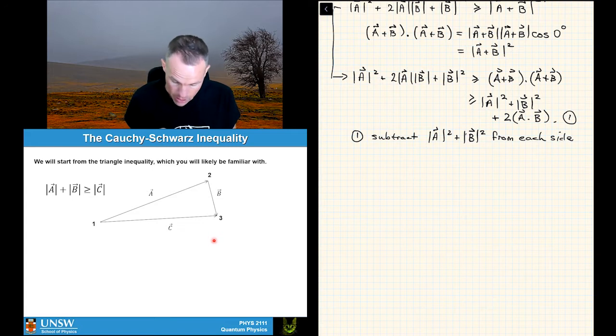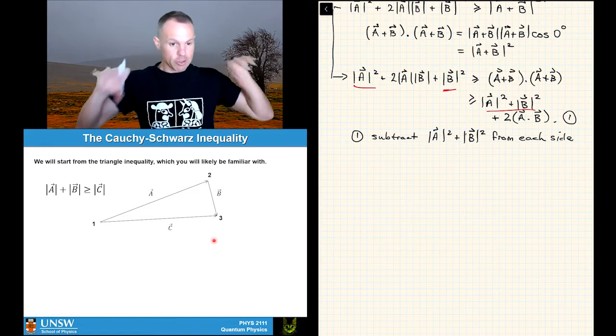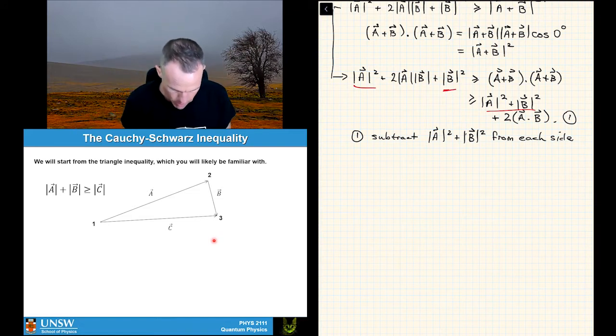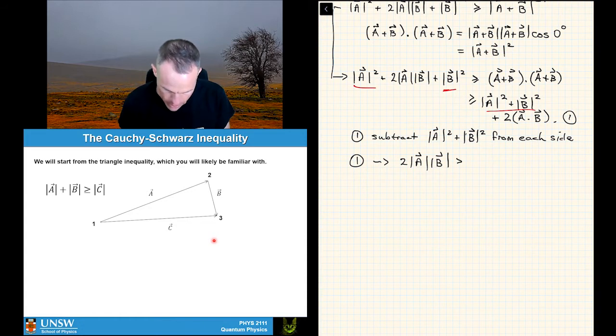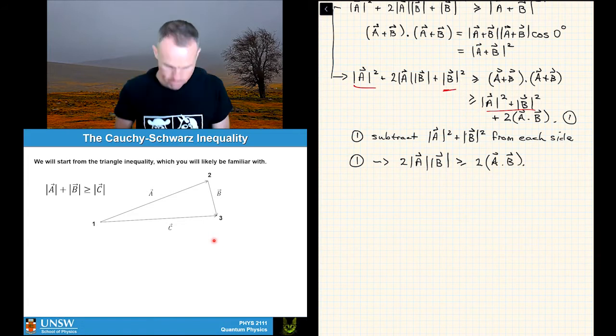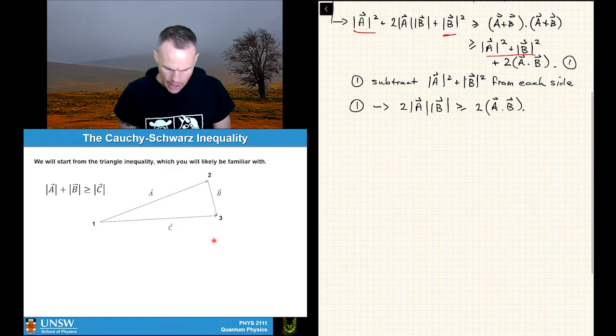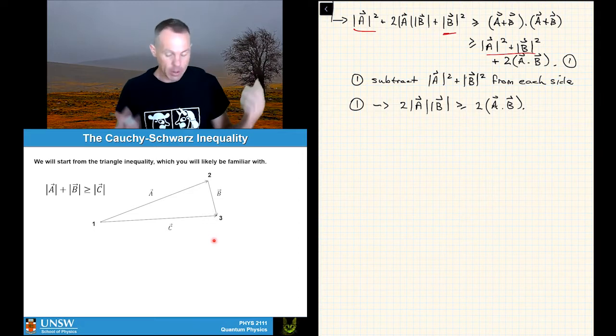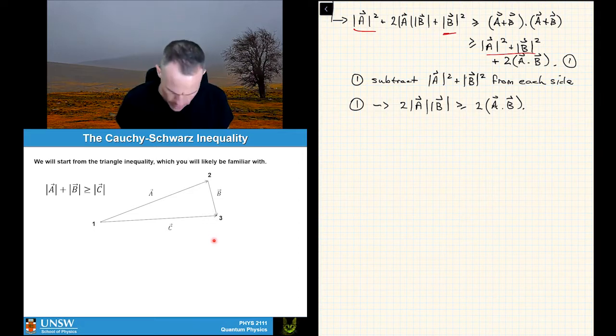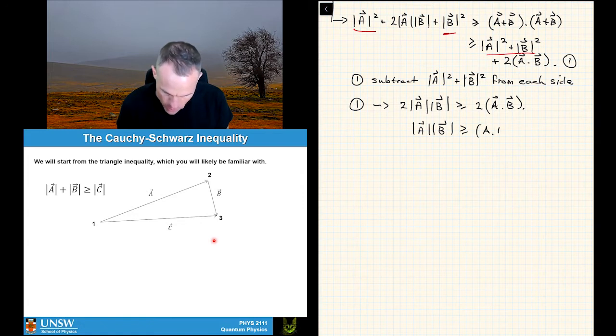Because you'll notice that we've got these terms on both sides, and we can just subtract them off and get rid of them, okay? So our equation 1 here now becomes 2 length of A, length of B is greater than or equal to 2 times the dot product of A and B. And then, of course, the 2 out the front can go as well. I can divide both sides by 2. And so what I'll have here is the length of A times the length of B is greater than or equal to A dot B.